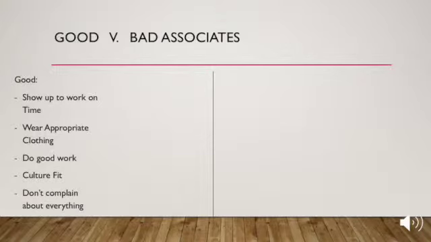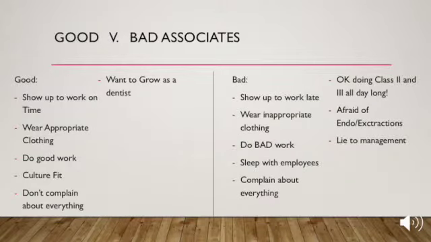Some of the bad attributes of an associate would be they show up to work late, they wear inappropriate clothing, they do bad clinical work, they potentially get involved with your employees, they complain about everything, they're okay doing just class 2 and 3 fillings all day, they're afraid of endodontics and extractions, and they are potentially dishonest to management. So one of the most important things is how do we identify the good versus the bad associates.